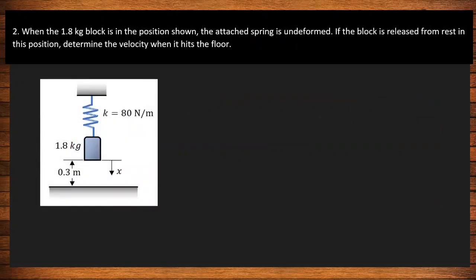So, for our next example here, when the 1.8 kilogram block is in the position shown, the attached spring is undeformed. If the block is released from rest in this position, determine the velocity when it hits the floor. So the first thing that you should do is to draw the free body diagram and the mass acceleration diagram of our object. So here in our free body diagram, we have two forces acting on our object.